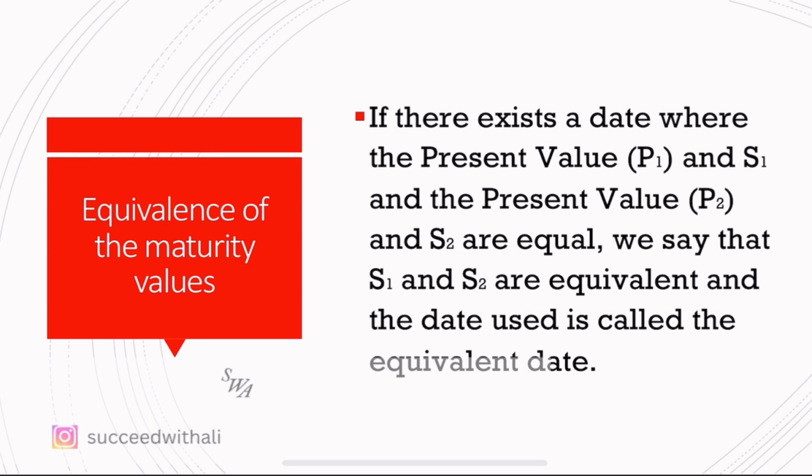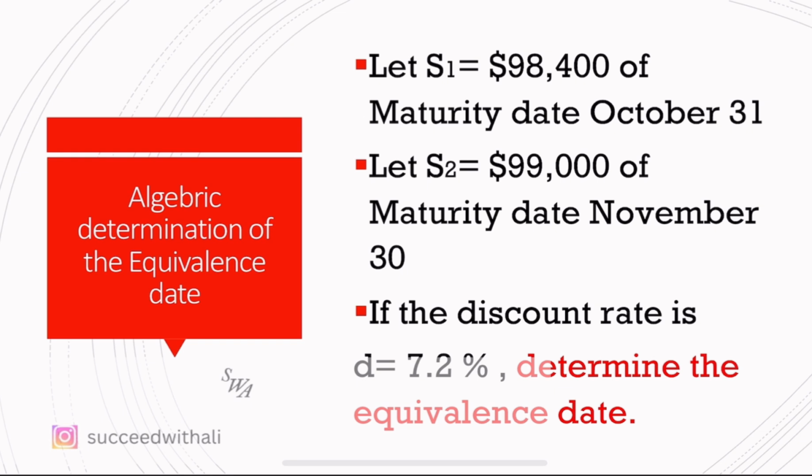Moving forward to the next slide, it's about the equivalence of the maturity values. If there exists a date where the present value P1 of S1 and the present value P2 of S2 are equal, we say that S1 and S2 are equivalent and the date used is called the equivalent date. Algebraic determination of the equivalence date.